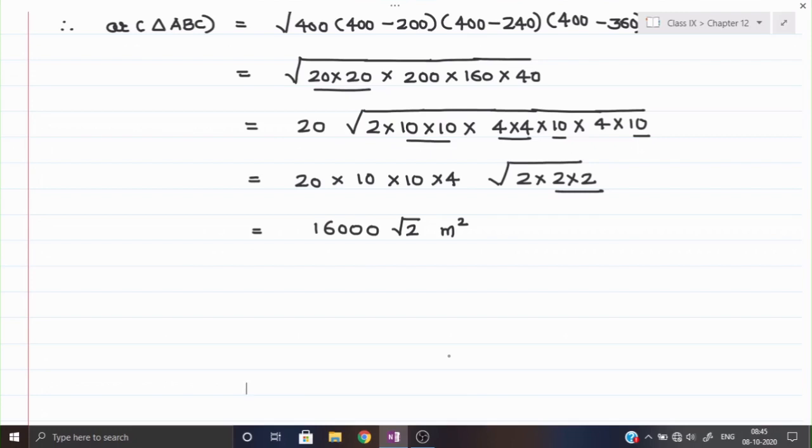Okay, so that 4 I have written again as 2 into 2. So one pair of 2 is also complete, that I have taken outside. So 2 will multiply in 4, 8, and here 2000 is remaining. So it is 16,000 root 2. Now to find out further, we have to convert it into hectare.